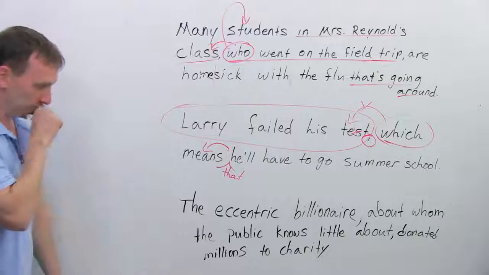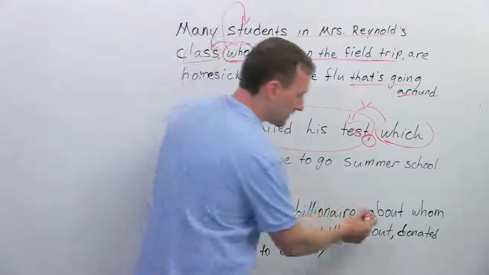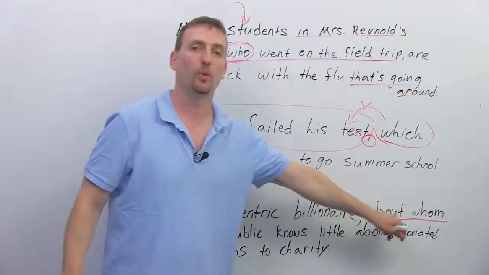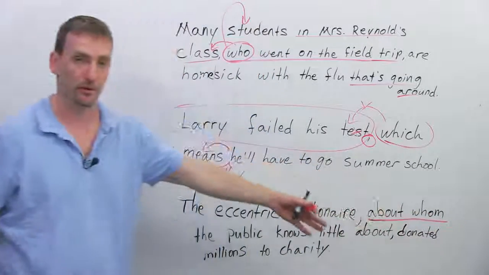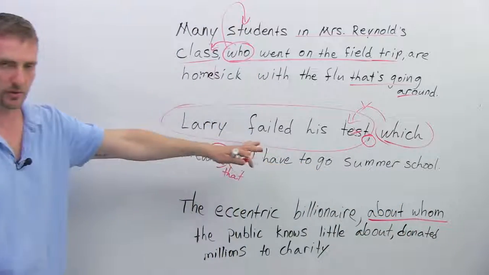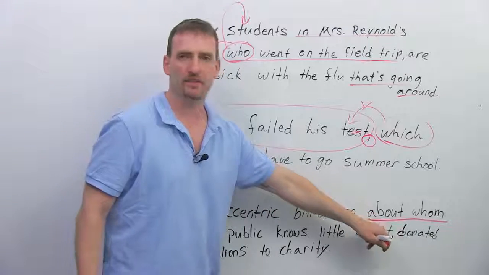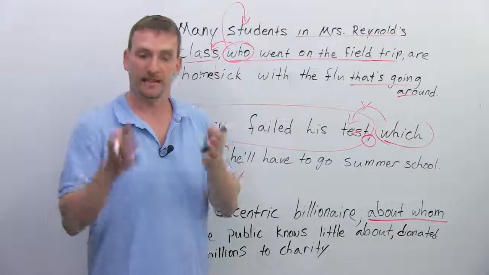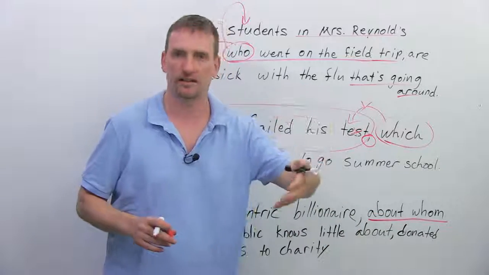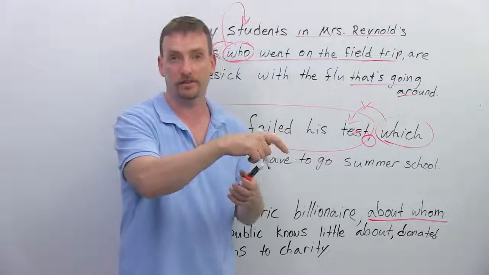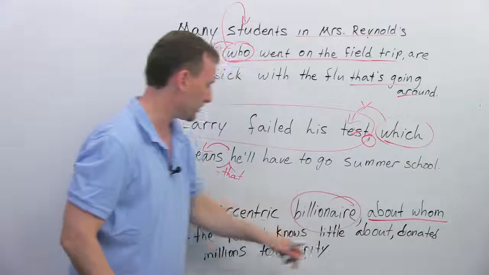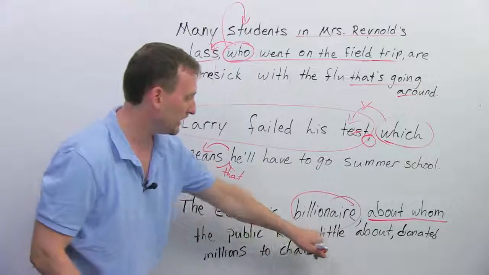Okay, last one. One last thing you want to know about adjective clauses: sometimes we can use a preposition with a conjunction, with a relative pronoun. Most commonly, you're going to use whom or which to do this. And the thing to remember about the preposition is that they're regular prepositions. They still have the same function as a preposition. So about means you're regarding something. You're talking about something. You're pointing to something. So in this case, a billionaire is the person about whom the public knows little.